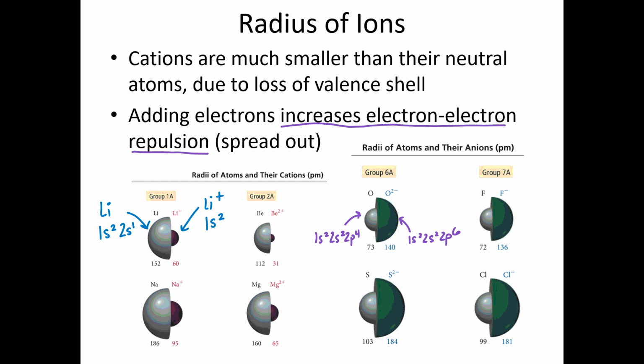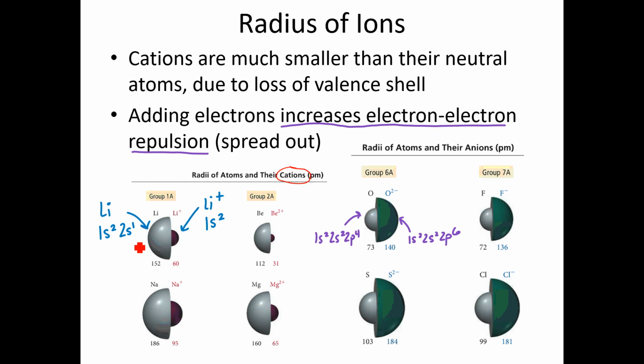So a related topic would be looking at the radius of ions. Since we're talking about atomic radii, let's talk about ionic radii as well. And if you compare the radius of an element with its ion, you're going to notice some things. So first, let's look over here at the cations, these positive ions on the left. You should notice for all of these that the cation is much smaller than the neutral atom.